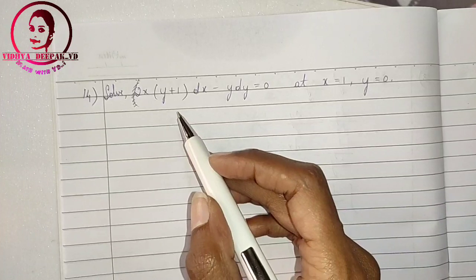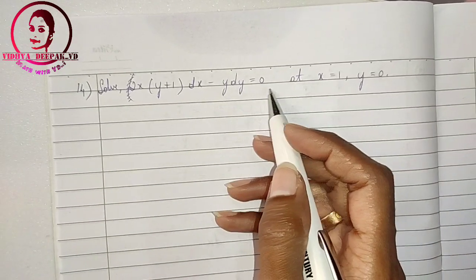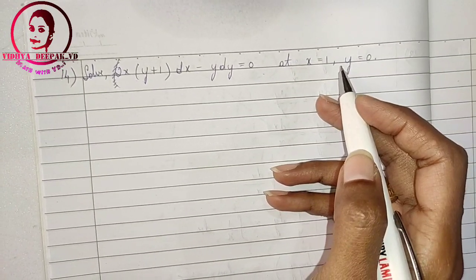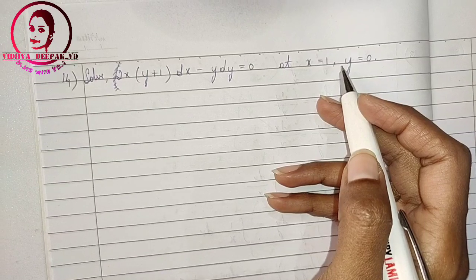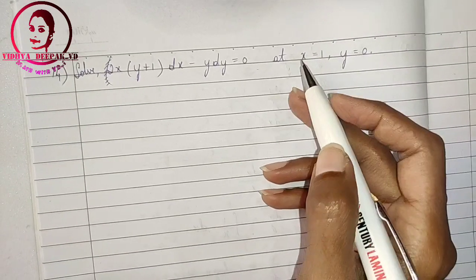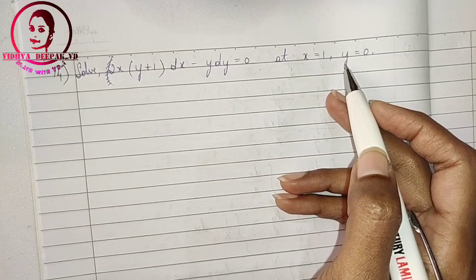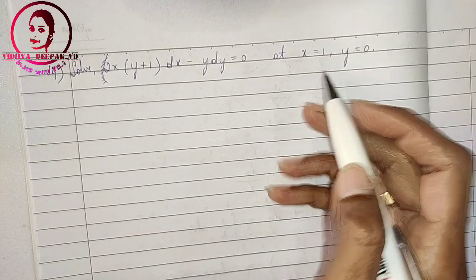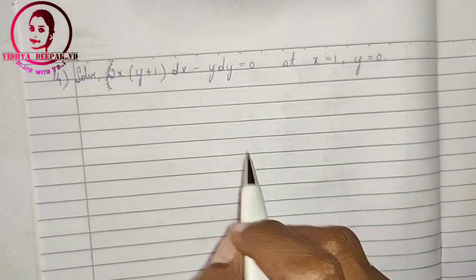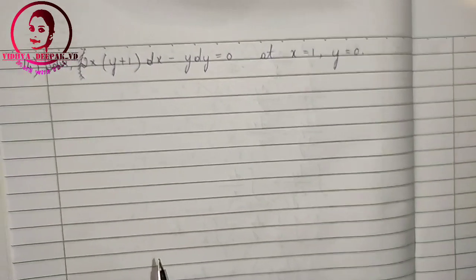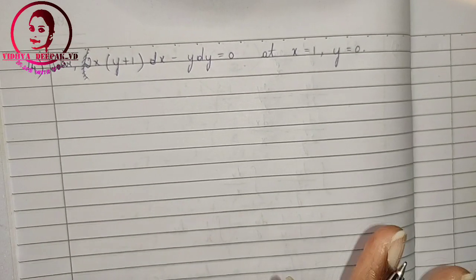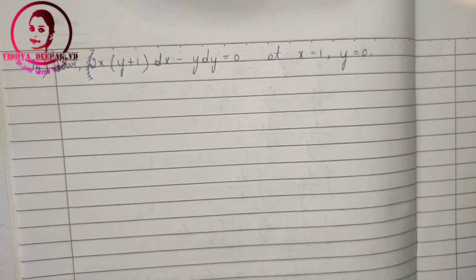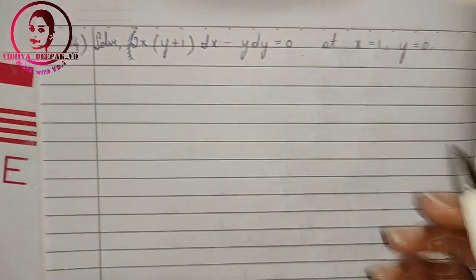Our next question is: solve 2x(y+1)dx - y dy = 0 at x = 1 and y = 0. When x and y values are not given, we call that kind of solution a general solution. When x and y values are given and you are finding the constant c's value, such a solution is called a particular solution. That is, when the c value is implemented and we find an answer, it is a particular solution. If c is not found, it is a general solution. We had come across this type of problem before.